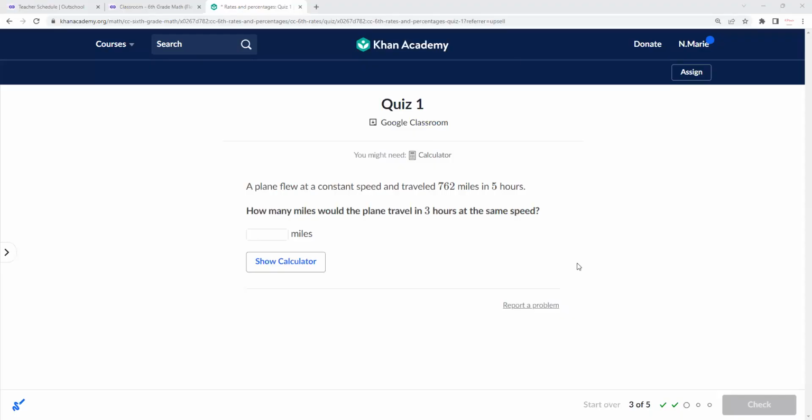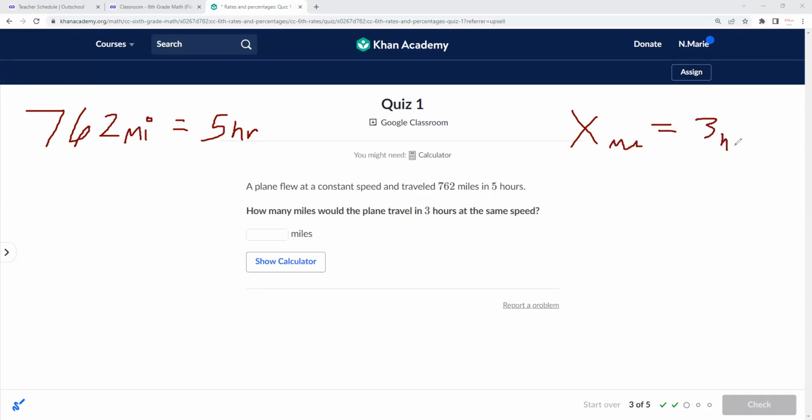A plane flew at a constant speed and traveled 762 miles in 5 hours. 762 miles is equal to 5 hours. How many miles would the plane travel in 3? Miles equals 3 hours. Well, first I would find out how many per hour.